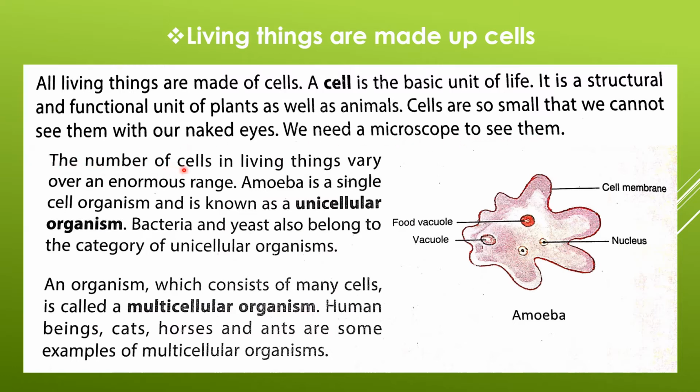The number of cells in living things vary over an enormous range. On the basis of number of cells, organisms are classified into two categories, unicellular and multicellular. Amoeba is a single cell organism and is known as a unicellular organism. Bacteria and yeast also belong to the category of unicellular organisms.